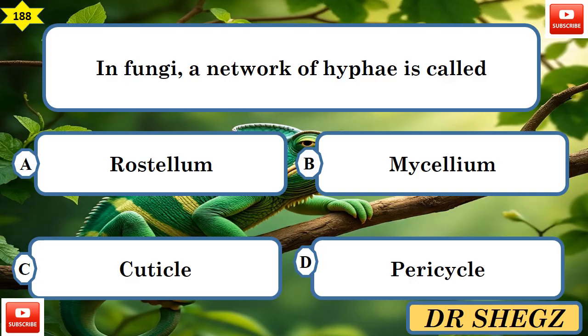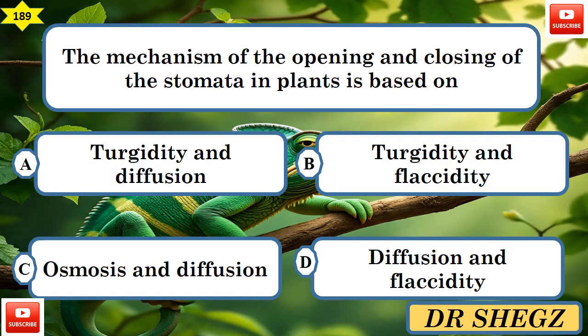In fungi, a network of hyphae is called mycelium. So a mycelium is a network of hyphae. The mechanism of the opening and closing of the stomata in plants is based on, it's a simple question, turgidity and flaccidity.